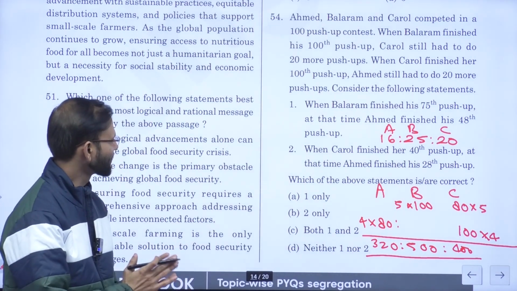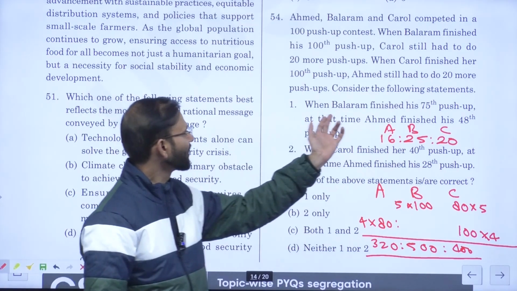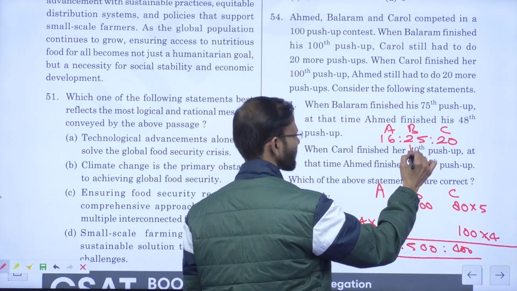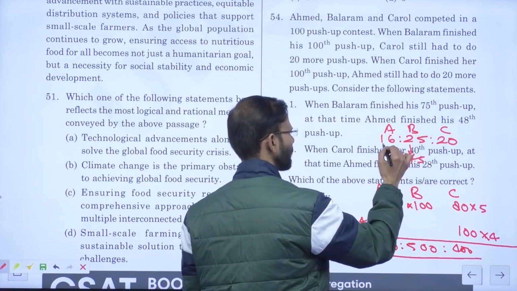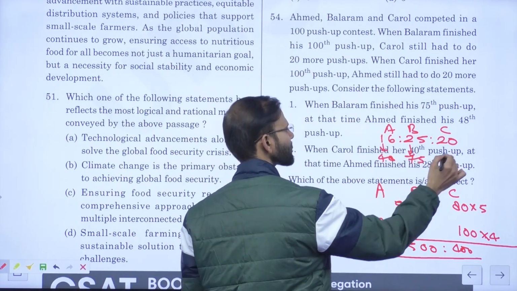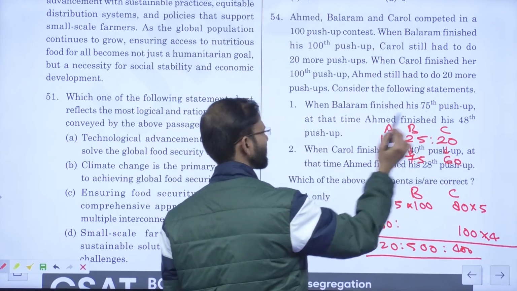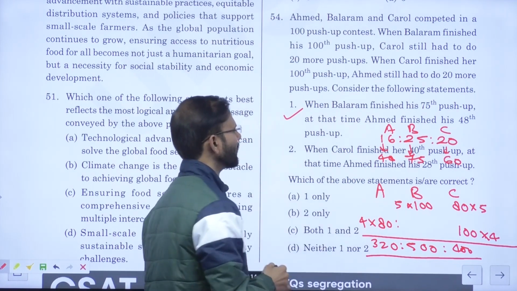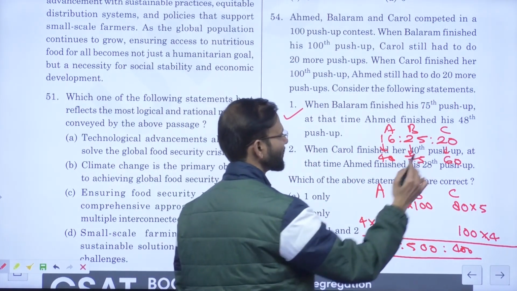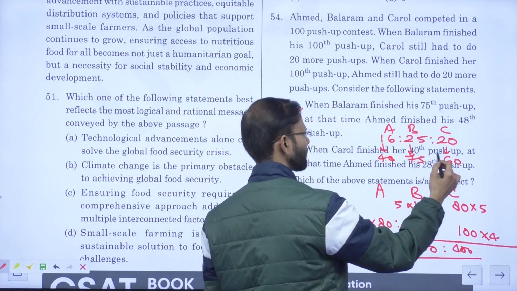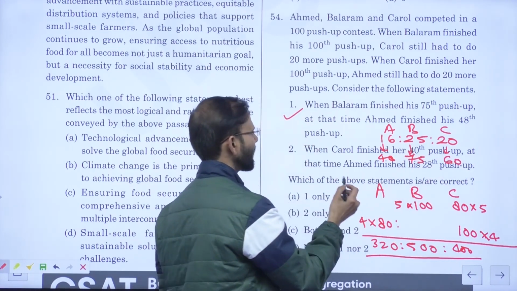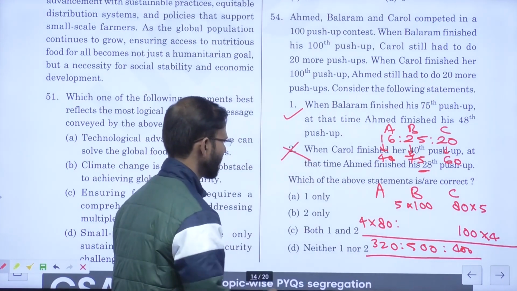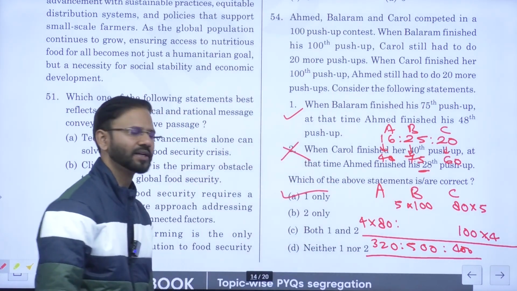After that, read the question carefully. I mean the options. So when Balram finishes 75, means thrice of this, right? So obviously he will be finishing 48, thrice of this, and 60. What is the question? Ahmad finishes 48. Yeah, it is correct. Now Carol finishes 40. This is twice of this. Carol finishes 40, then Ahmad finishes 32. It's 28, so it's not correct. Right? So one only. Everybody clear now?